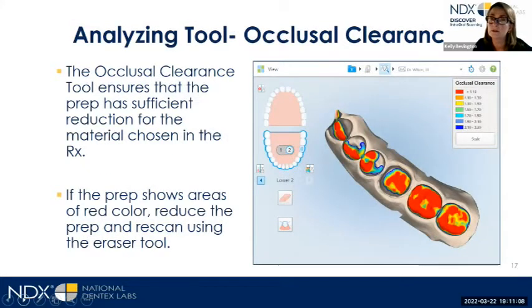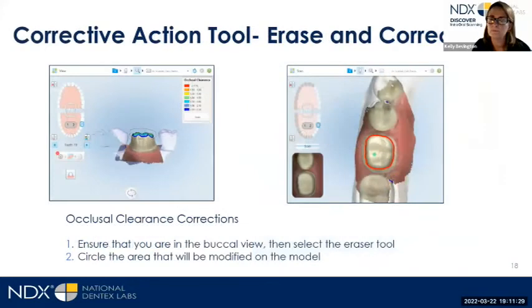The occlusal clearance guide will help you identify where you're seeing the red on the prep. So think of red as the stop sign, that it's the bad, and how to potentially correct that: erase it, re-prep it, and then rescan as well. iTero refers to those as corrective action tools.